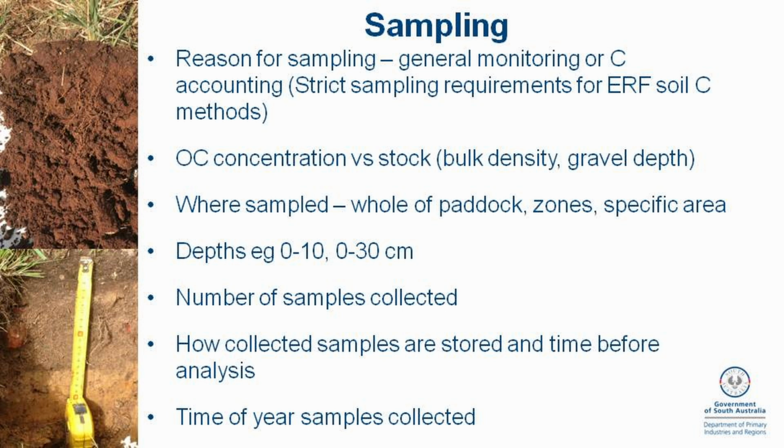Depths are important when we're talking about carbon concentrations. We're often talking about our agronomic samples of 0 to 10 centimetres, and we still use these a lot as a basis for monitoring carbon change over time. But if we're talking about methods, we're talking about 0 to 30 centimetres, and that comes down to then also having carbon stock as a calculation in there.